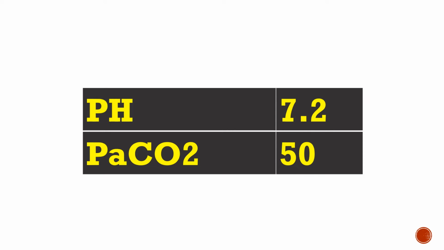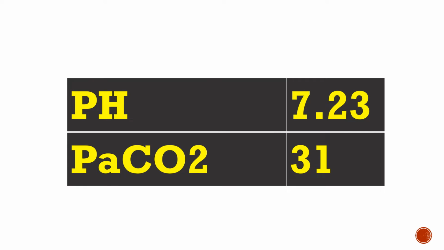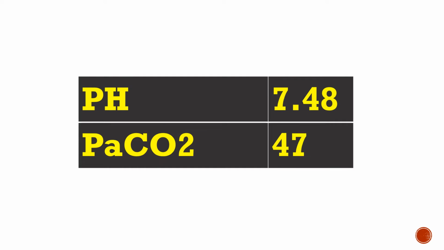Look at this one. The pH is 7.2, it is reduced, this is acidosis, and the CO2 concentration is elevated, so it is a respiratory acidosis. Here the pH is high, so it is alkalosis, and the CO2 is low. Low CO2 can explain the alkalosis, so it is a respiratory alkalosis. This is acidosis and the CO2 is low. Low CO2 does not explain acidosis, so it is metabolic acidosis. And in this example, the pH is high and CO2 is high, so it is metabolic alkalosis.